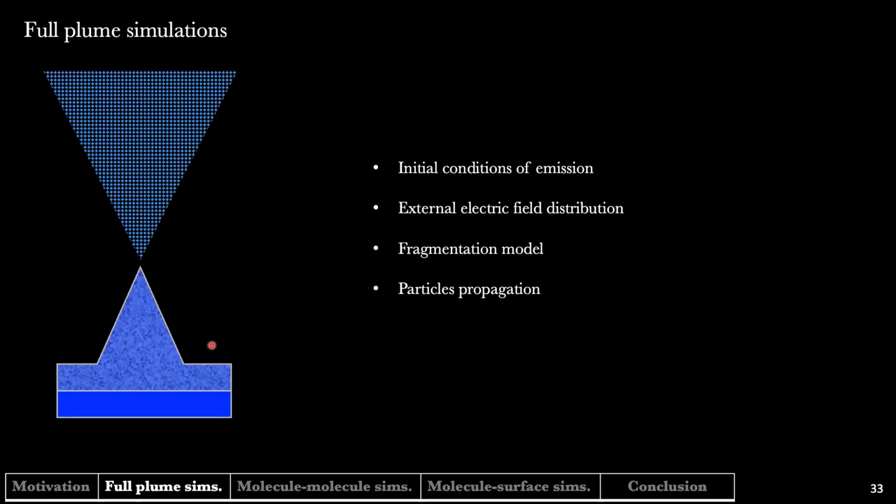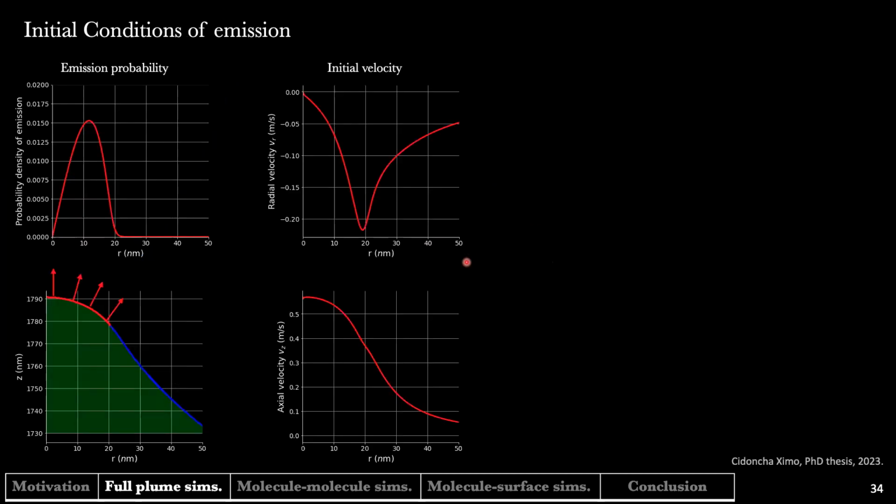So for the full plume simulations, we need initial conditions of emission. We need the definition of the external electric field distribution. We need a fragmentation model, and then we need an algorithm to propagate the particles. The initial conditions of emission were provided by Sidon Chachimo in his PhD thesis, where he used an electrohydrodynamics model to model the meniscus of the liquid.